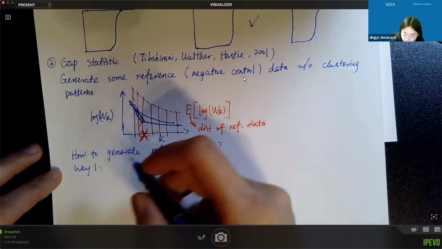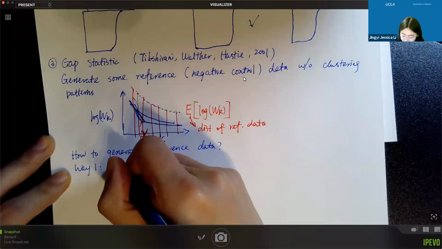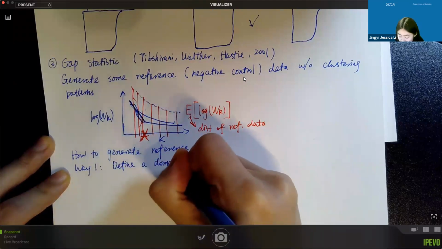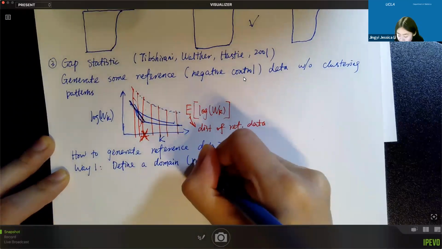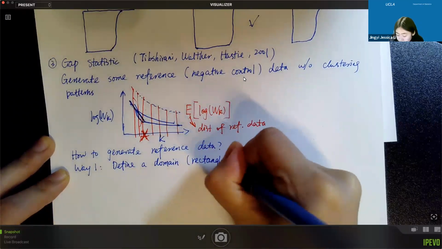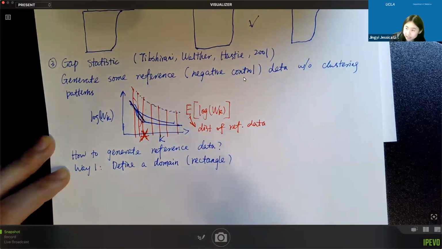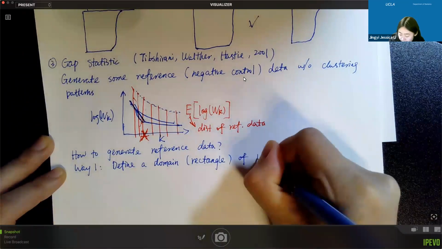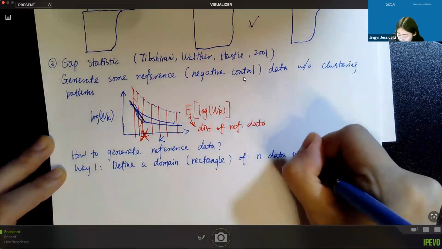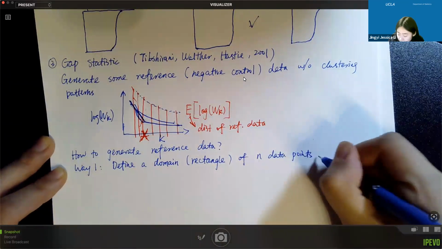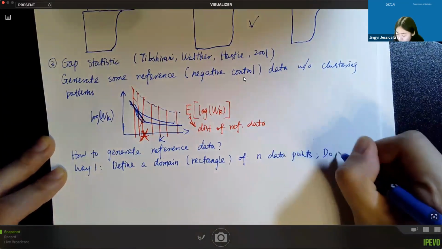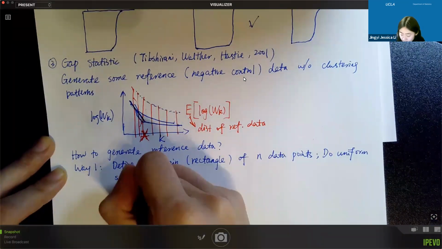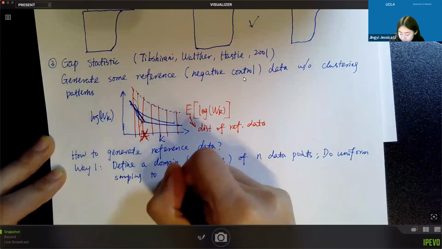So the first way is to define a domain, which is like a rectangle, or it's a rectangle in P dimensions. Define a domain of n data points, and then do uniform sampling to generate reference data.